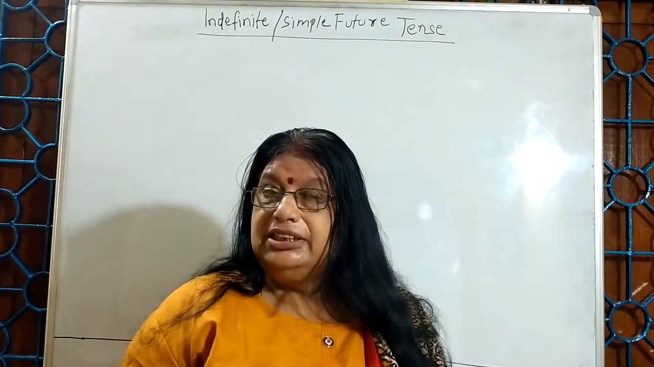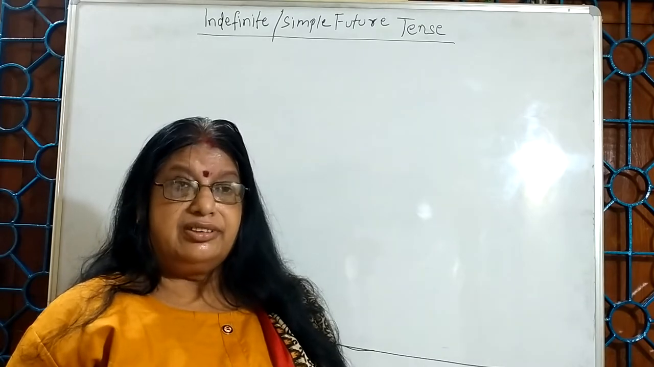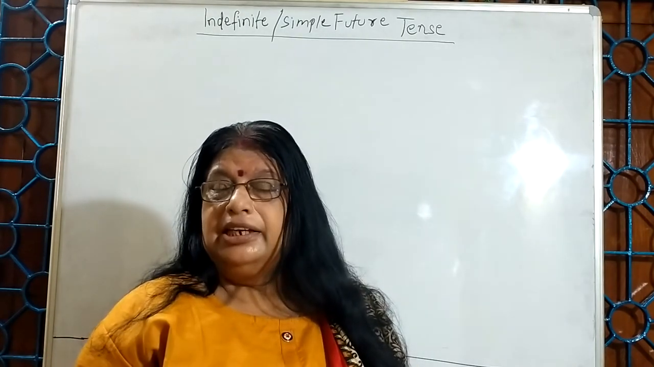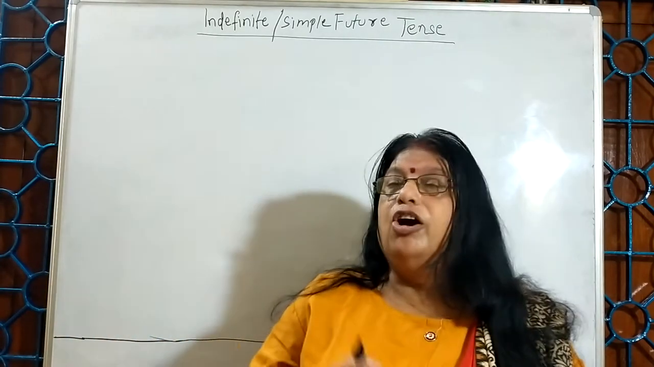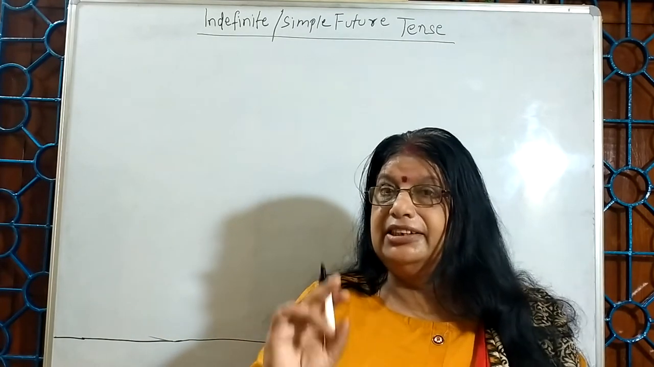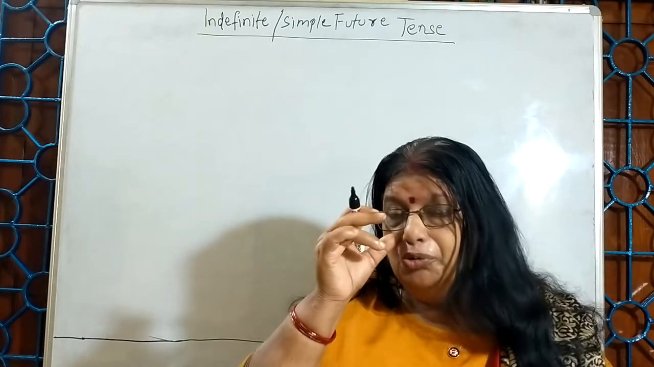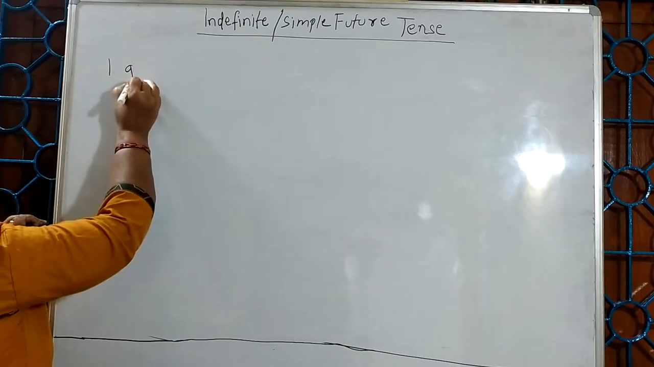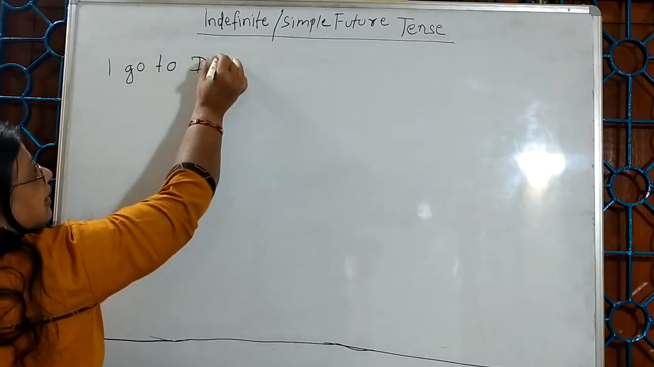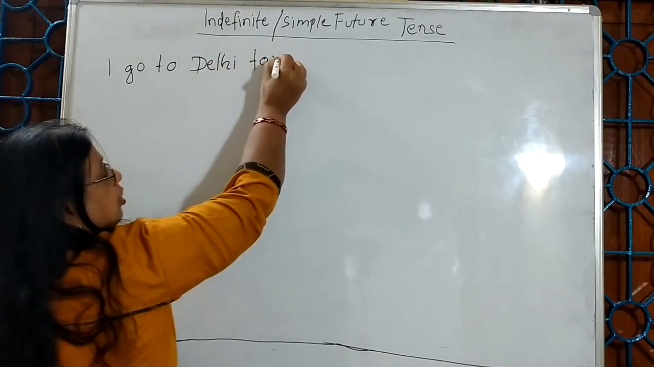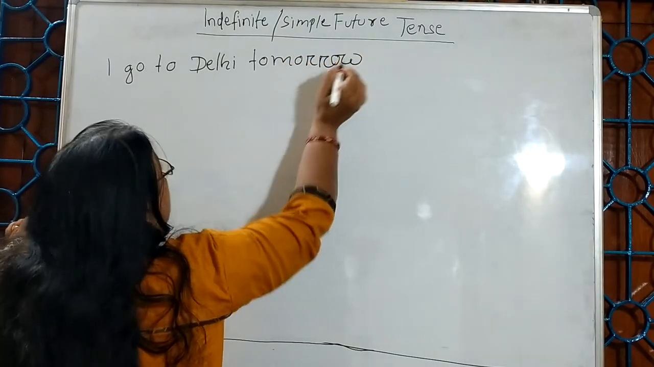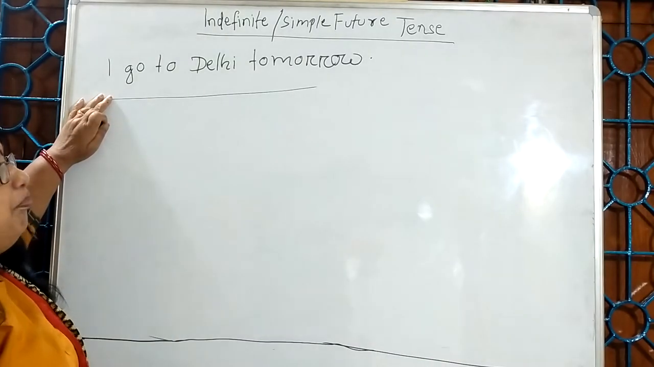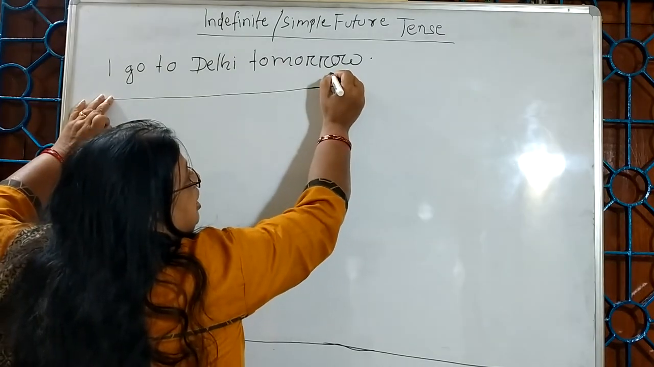So how will we see? They have given us the tense: the sentence will start with a simple present, followed by either future time, or day, or date, weeks, months, and year. So we will see how. I go to Delhi tomorrow. It is purely simple present, followed by a day, the next day, that is called tomorrow.